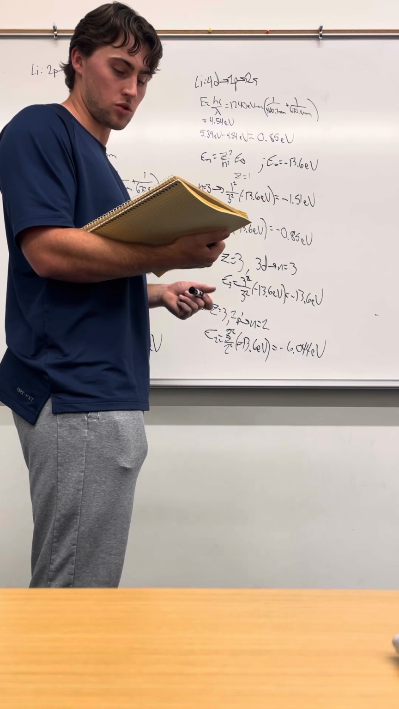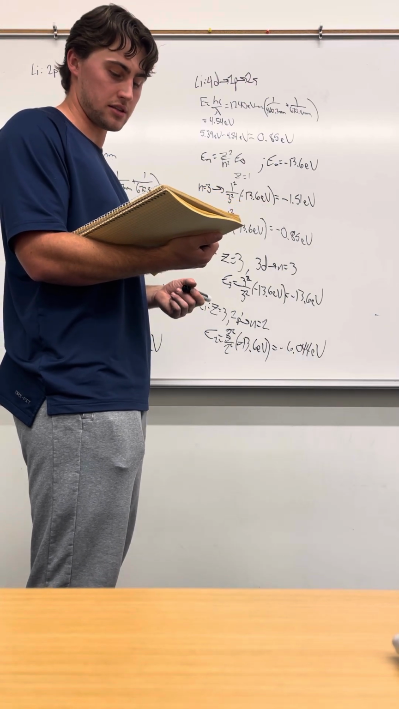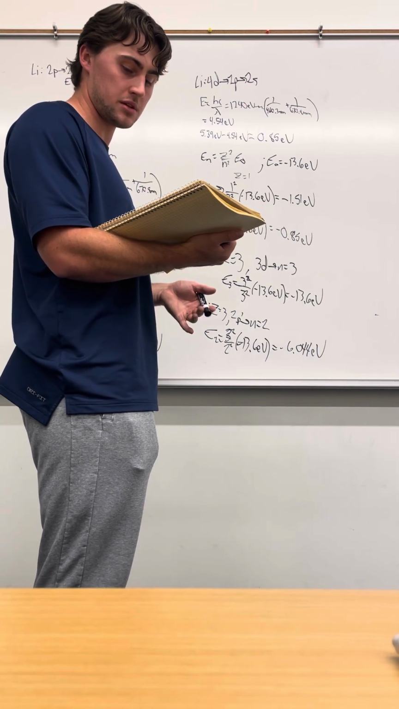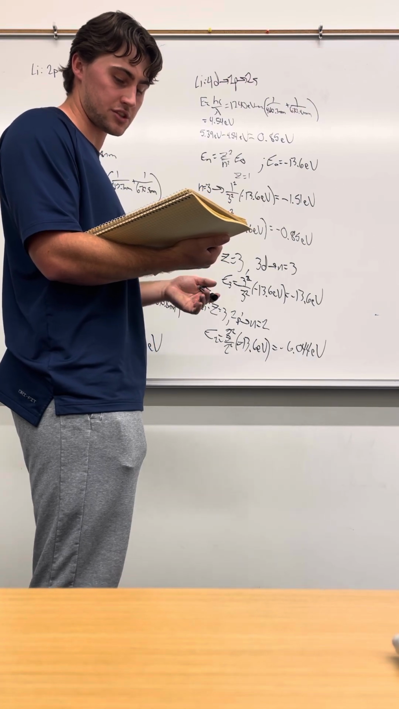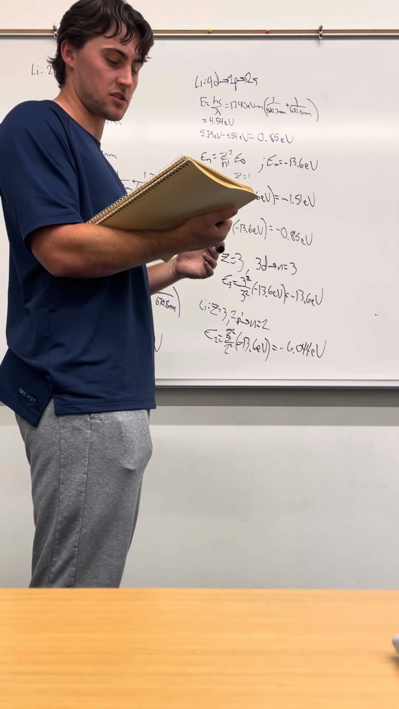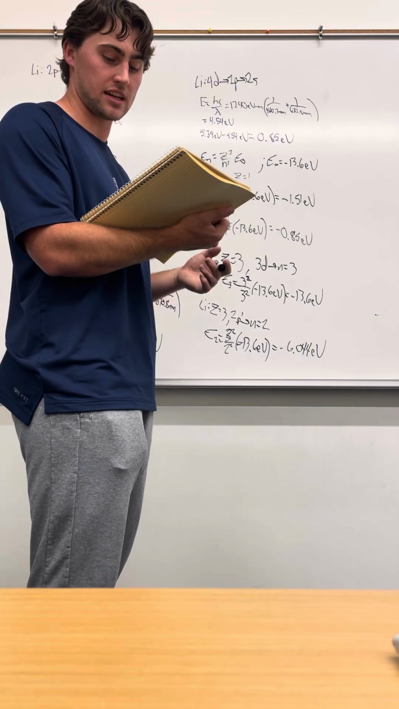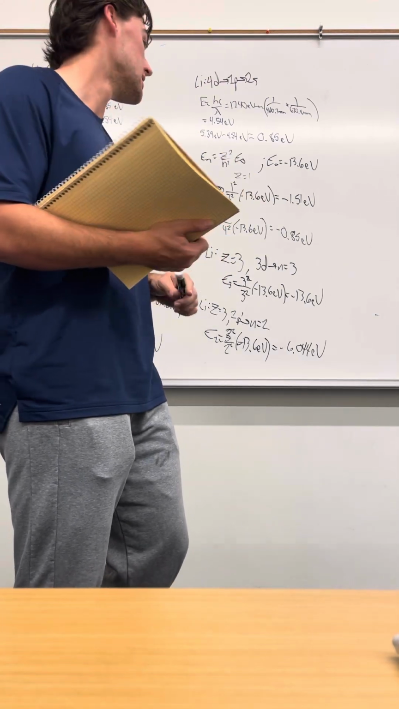The hydrogen-like model works so well because both elements are in the same column of the table of elements, so they have the same number of valence electrons, which will act highly similarly when doing ionization and finding their ionization energies. So that is all.